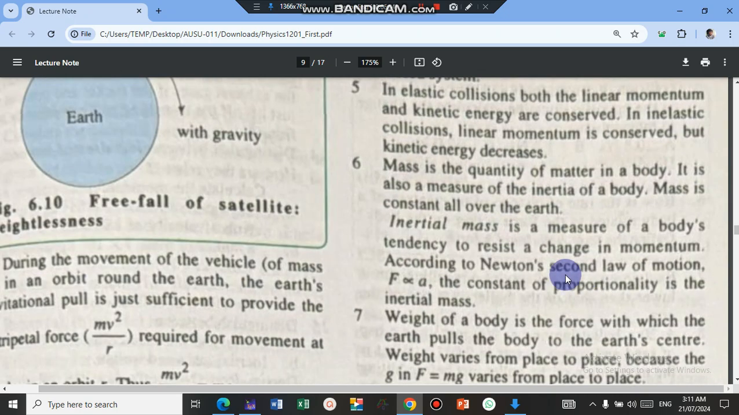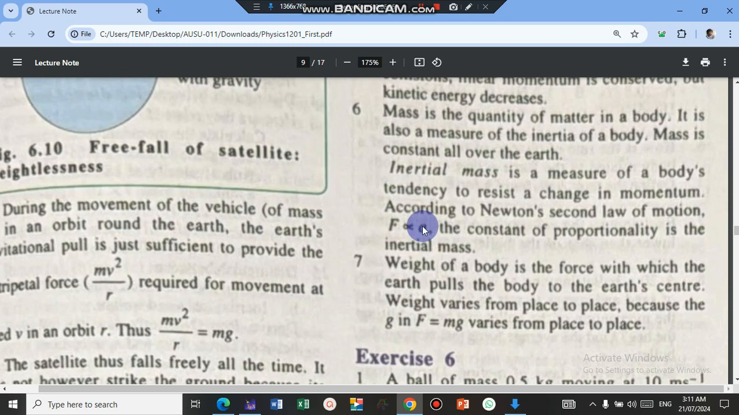Also, force is proportional to acceleration, and the constant of this proportionality is the mass. F is equal to ma. Finally, the weight of a body is the force with which the earth pulls the body to the earth's center. Meaning, when we say weight, we are talking about the force that gravity exerts on an object.